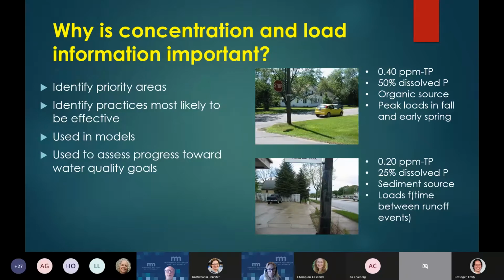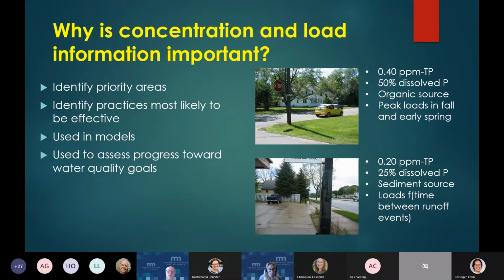So why is concentration and load information important? Well, historically, if you write a total maximum daily load, it just says that city X has to reduce its loading by X amount. That helps in the sense that we know what our target is, but we know that not all land uses are equal. We need to know what the priority areas are and what practices are going to be most effective in those priority areas. We can then feed that information into models and help assess progress.